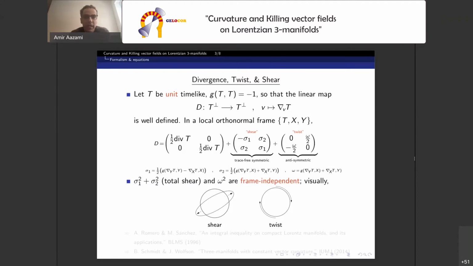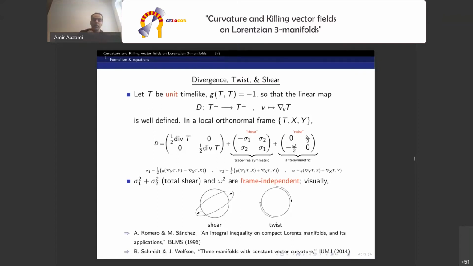Before I move on to the NP formalism, let me give you a couple of references to show you that this map is very well known and has been well studied. In the Lorentzian setting, there's work by Romero and Sánchez, who look at the case where D is skew adjoint and are able to obtain integral inequalities.